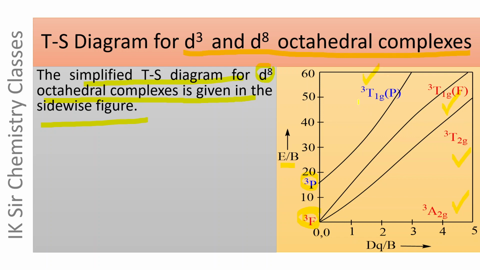Here, these two states, triplet T1g(P) and triplet T1g(F), have the same symmetries and they repel each other in accordance with non-crossing rule, so that they may not cross each other, and their bending away from each other increases with increase in the strength of ligand field.